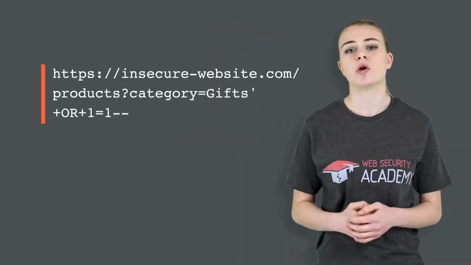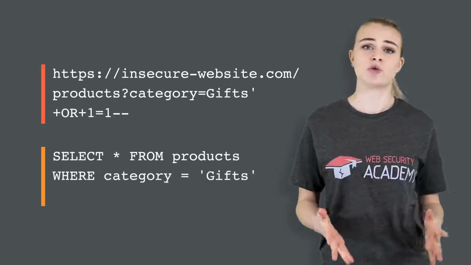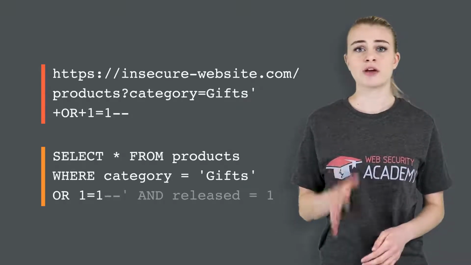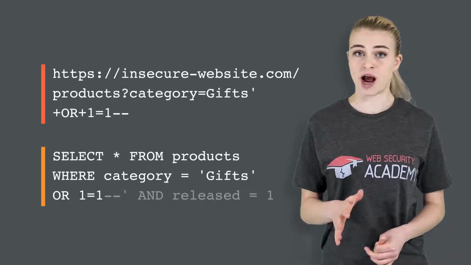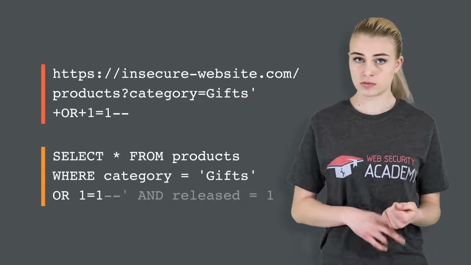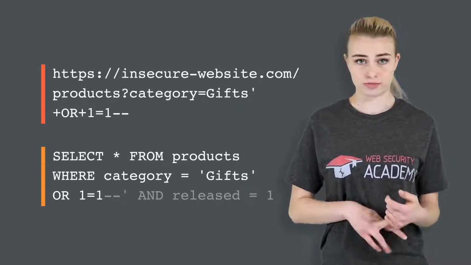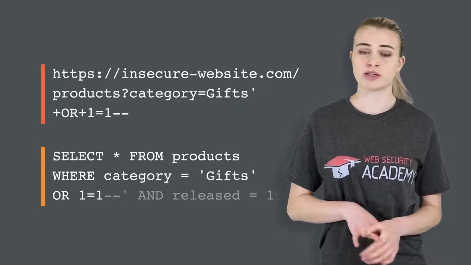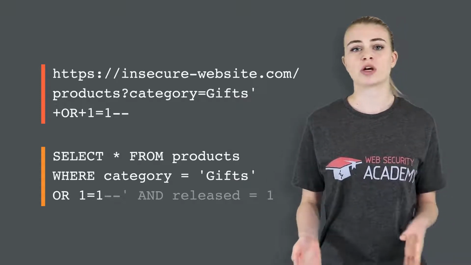This effectively removes the remainder of the query, meaning that all products are displayed, including unreleased products. Going further, the attacker can cause the application to display all the products in any category, including categories they don't know about. To do this, the attacker can send this attack, which results in this SQL query. The modified query will return all items where either the category is gifts or 1 is equal to 1. Since 1 equals 1 is always true, the query will return all items.